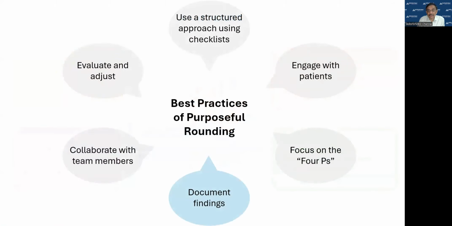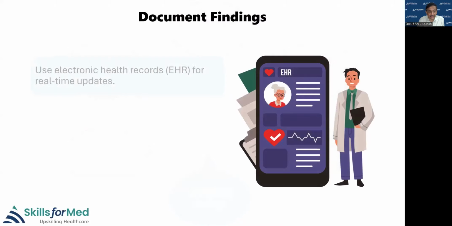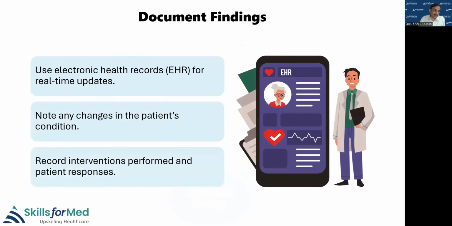Now, the structured approach, engaging with the patient, and focusing on the 4 Ps is over. Now you have to document the findings. There is some best practice in this also. Using the electronic health records for real-time updates is very, very important, and it is available in most hospitals. You should note any change in the patient's condition. No need to write detailed nursing notes every time you do the purposeful rounding. If at all there is any change in the patient's condition, you will note that. But you need to record any vital signs which you have recorded or any intervention which you have performed and the patient's response to that.